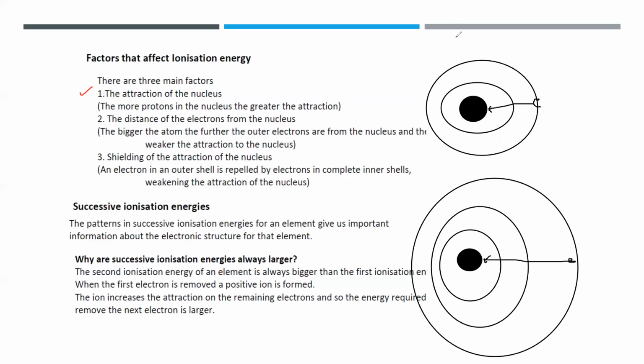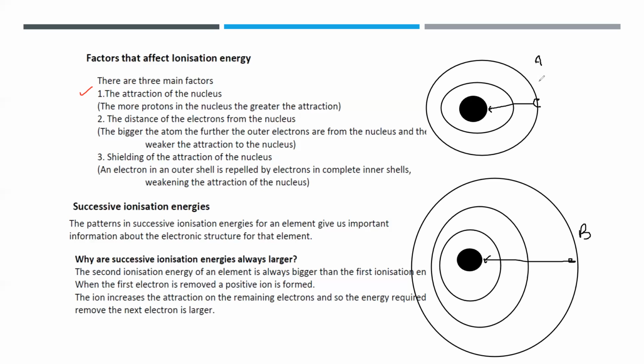So which one has a higher ionization energy? A will have higher ionization energy compared to B. The reason is the greater distance between the nucleus and the electron, so weak attraction; a small amount of energy can remove this electron from the atom. The third factor depends on the shielding effect. Shielding effect means how many inner shell electrons there are.